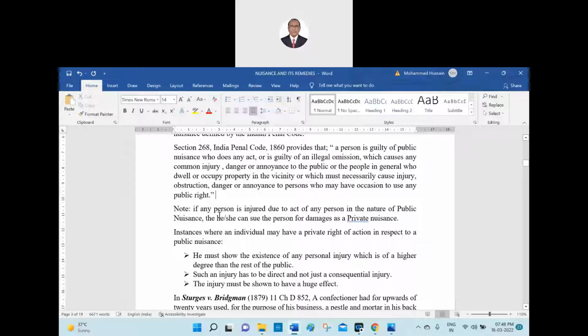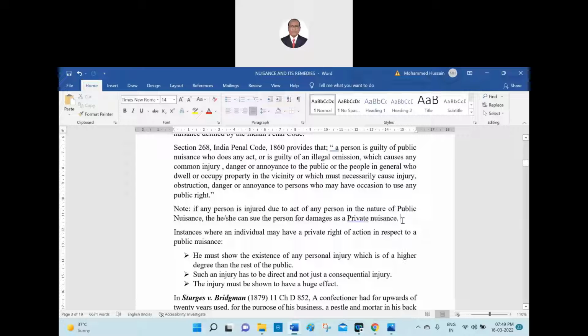Note, you read the note here. Anyone can unmute and read. Note: if any person is injured due to an act of any person in the nature of public nuisance, he or she can sue the person for damages as a private nuisance. Suppose in a public nuisance, if a person has suffered more than the other people, then he can file the public nuisance as a private nuisance.